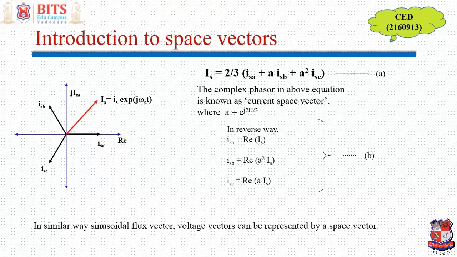So in short, instead of having 3 different equations, IA, IB, IC, I can represent them by a combined vector at any instant, which is given by this expression IS into e raised to j omega t, right? So this is basically representing at any instant the resultant of these 3. In the reverse way, if you have the IS value, you can find out the ABC values from this. Real part of IS is ISA, real of A square times IS is B, and real of A times IS is the C phase current. Right? So this is called a space vector.